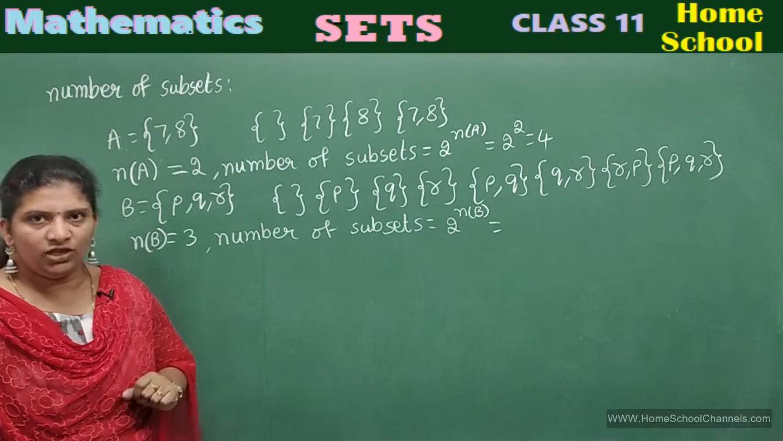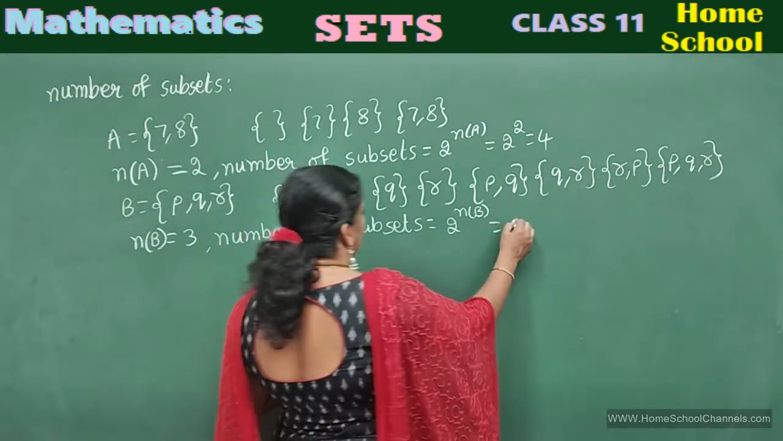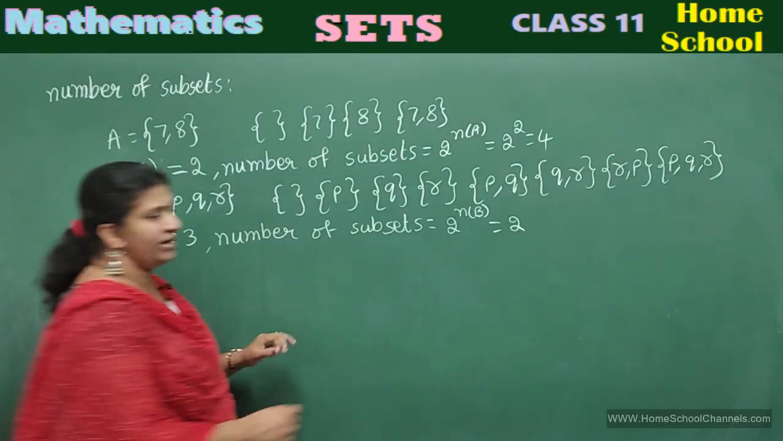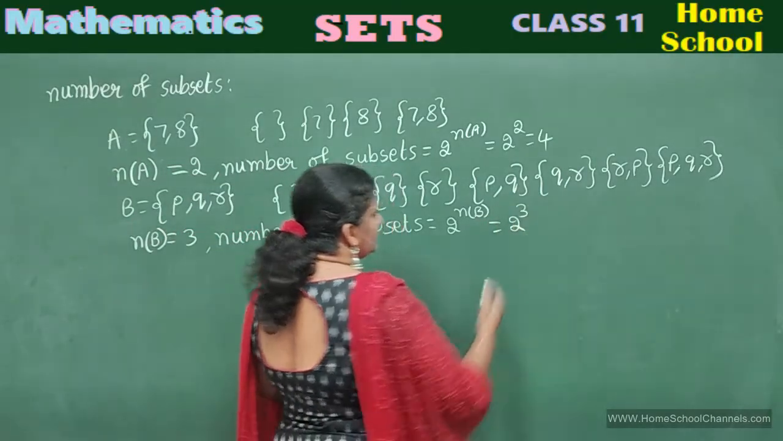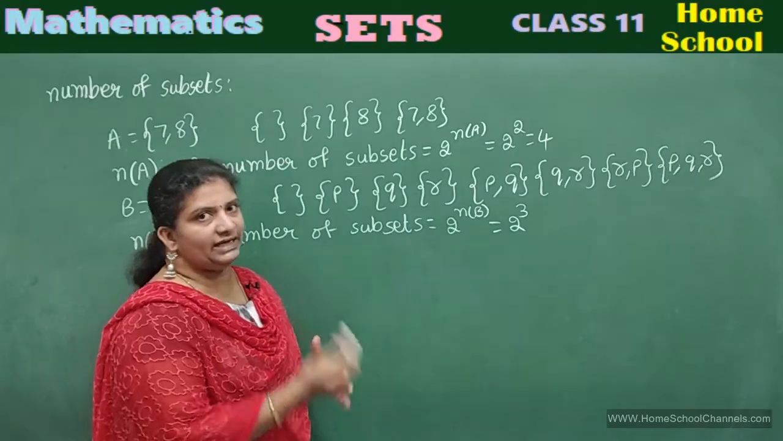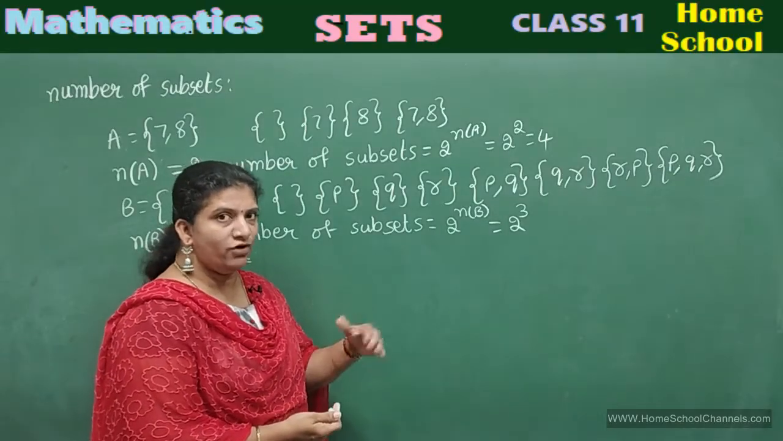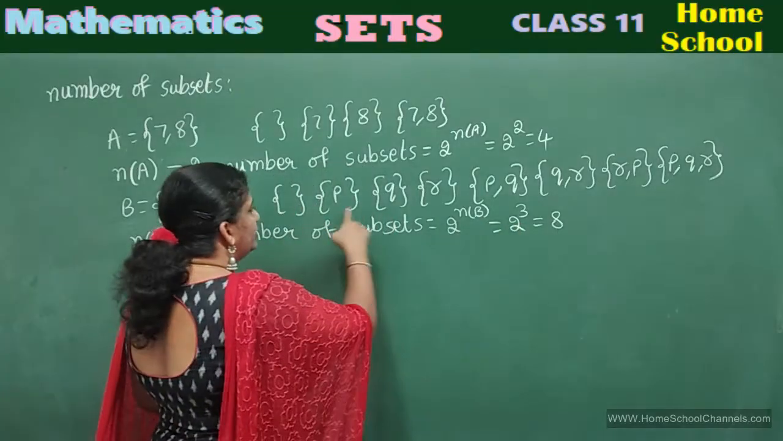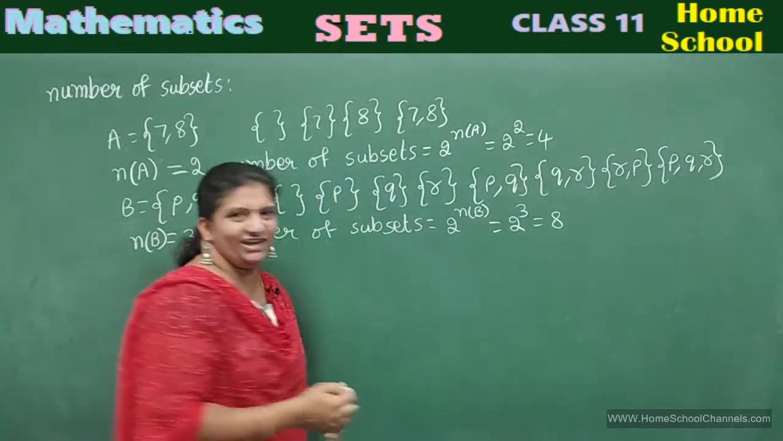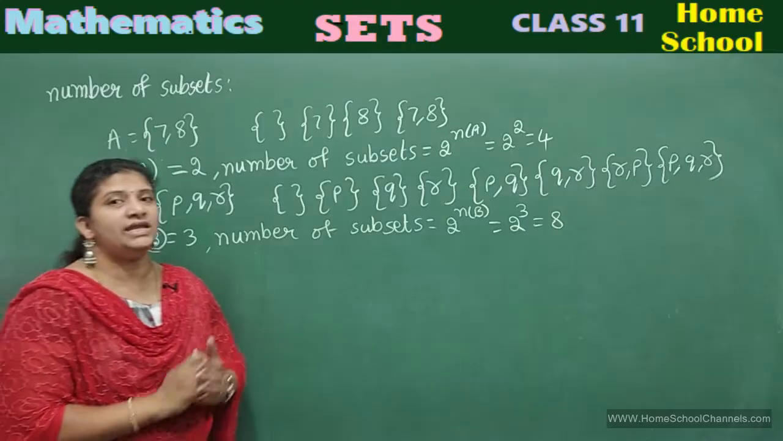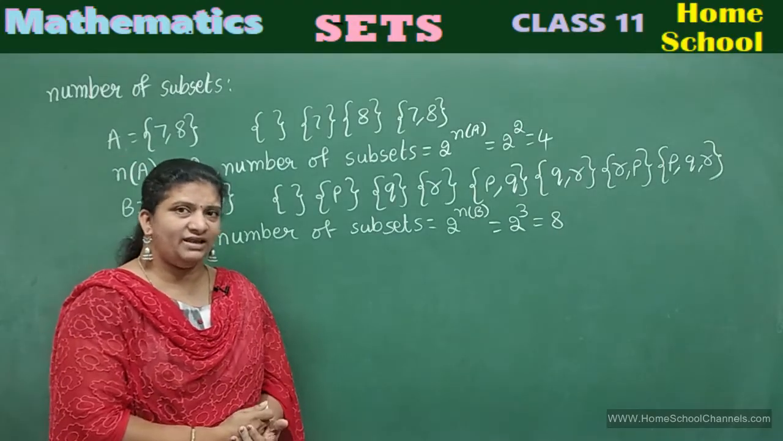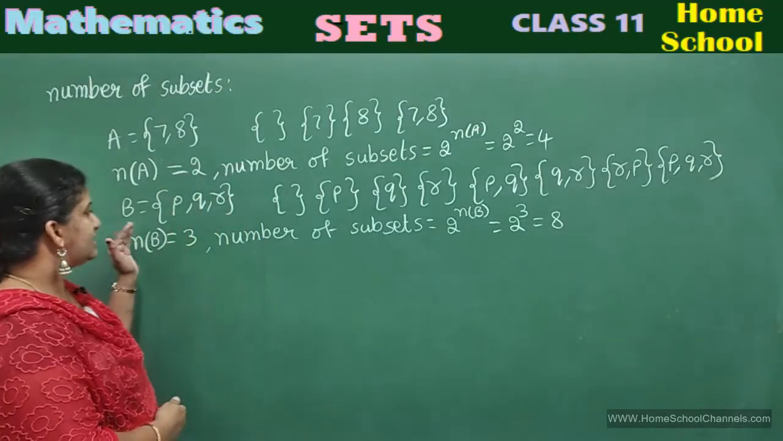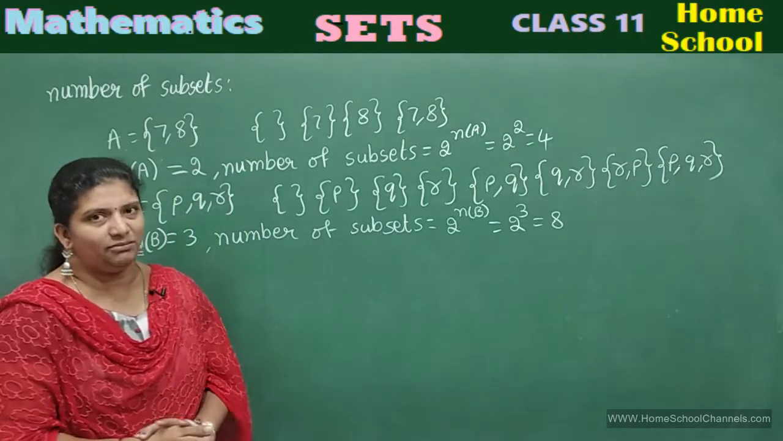So n(B) you write: 2 power, how many elements are there in the set? 3 elements. 2 power 3 means multiply 2 three times. 2 2s are 4, 4 2s are 8. Check it out: 1, 2, 3, 4, 5, 6, 7, 8. Yes. How many subsets are there? 8 subsets you can write from a set containing 3 elements.